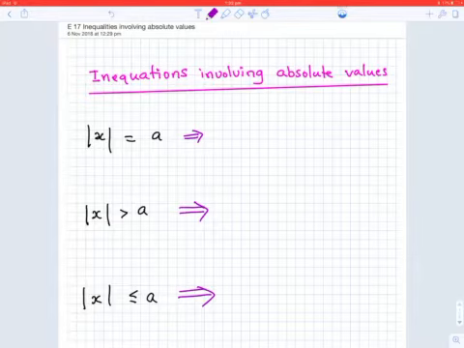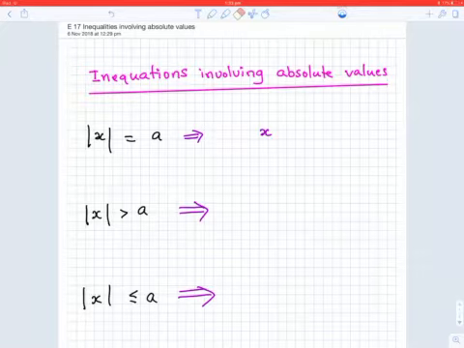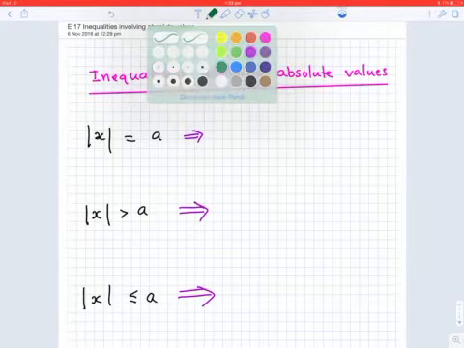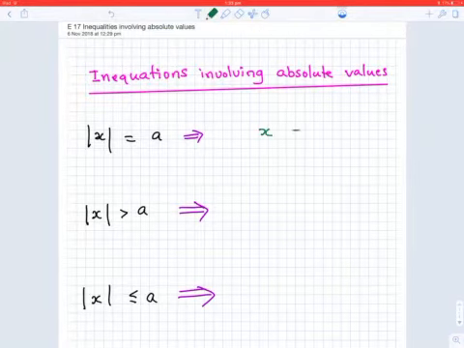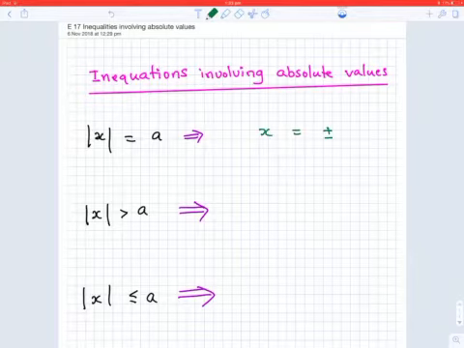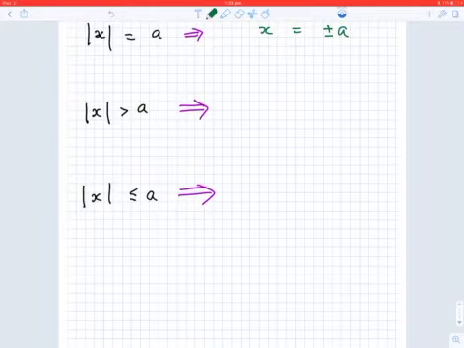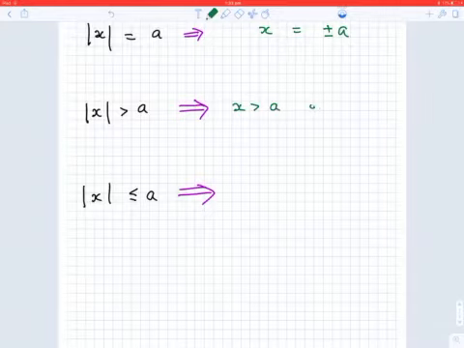Hello and welcome. Today we are going to see how to solve inequations involving absolute values. First, let us see what it means when the absolute value of x equals a. That means x equals plus or minus a.